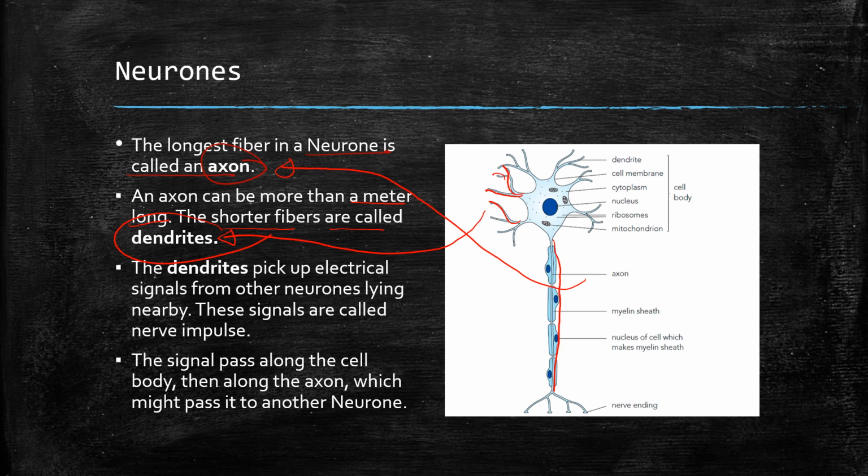The dendrites pick up the electrical signals from other neurons lying nearby, and these signals are called nerve impulses. So the function of these dendrites is to pick up the electrical impulse from nearby neurons. So these could be dendrites of other neurons, or in fact the nerve ending of another neuron, where it releases a nerve impulse. And then basically the job of the dendrite is to collect the nerve impulse from there and send it ahead. That's all. The signal passes along the cell body, then along the axon, which might pass it to another neuron. Nerve ending passes it to another neuron.